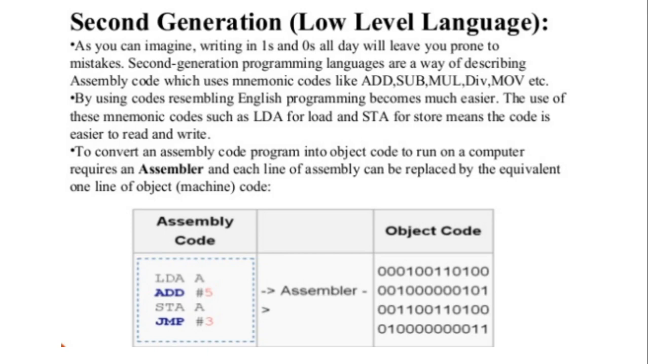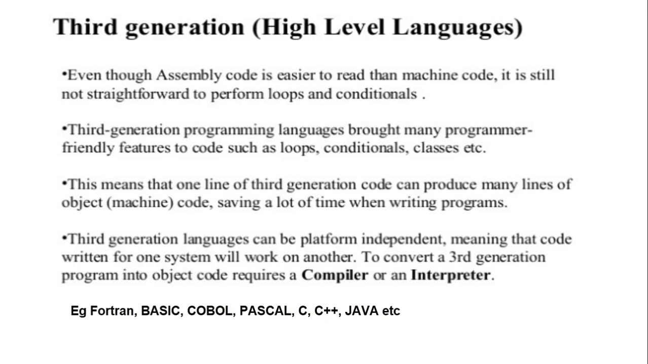Okay, so coming to the third generation, it is known as high level language because it is in the form of English language. It's easier to read. So what is the difference between high level language and assembly language?